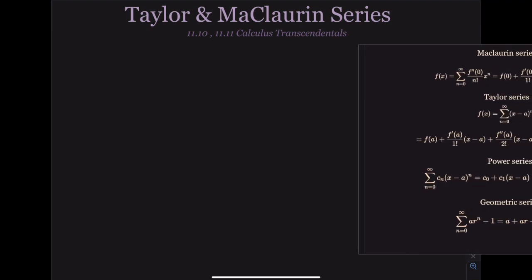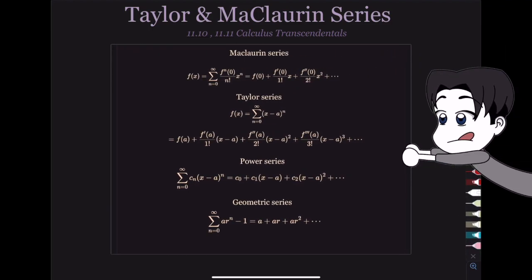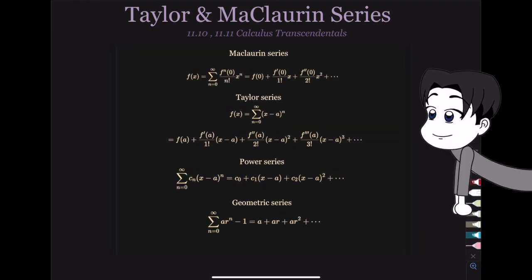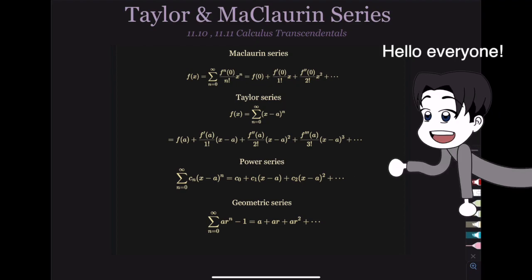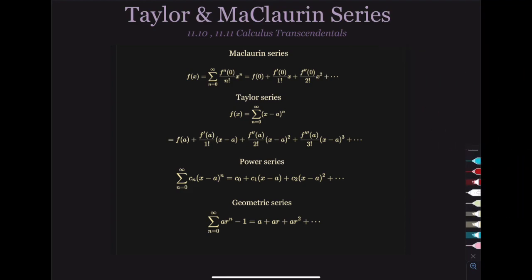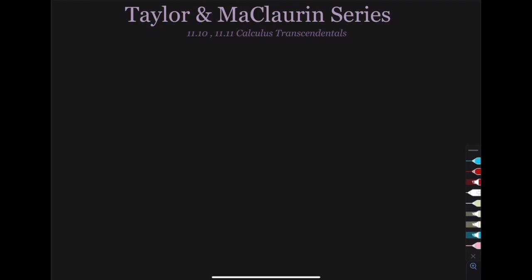A MaClaurin series is a type of Taylor series, which is a type of power series, which is a type of geometric series. Our good friend Matei shows all the formulas for better understanding. As the video progresses, Matei will be helping us make this topic easier to understand. A Taylor series is a specific kind of power series.